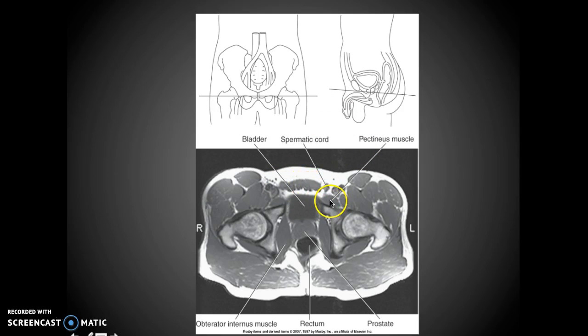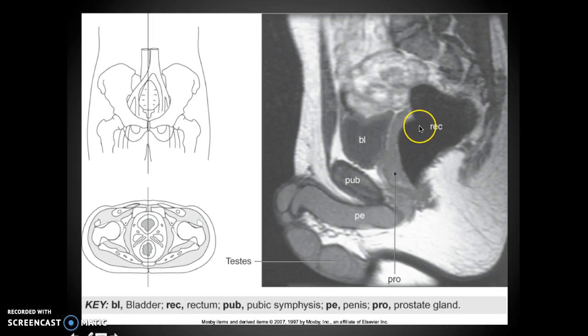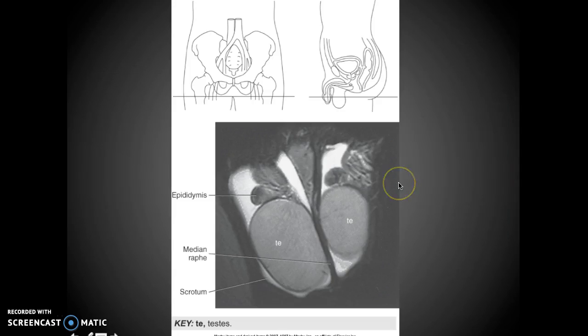Pectineus muscle is there. This is your prostate gland with your rectum and the obturator internus muscle. This is a sagittal T1. It's pretty low quality. Here is the rectum, the bladder, the pubic symphysis. Here's your penis, and right here is your prostate.